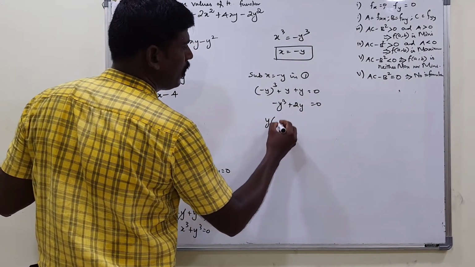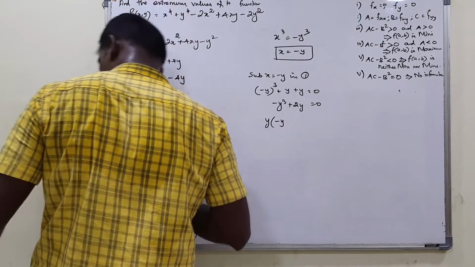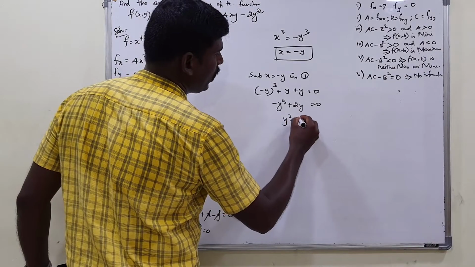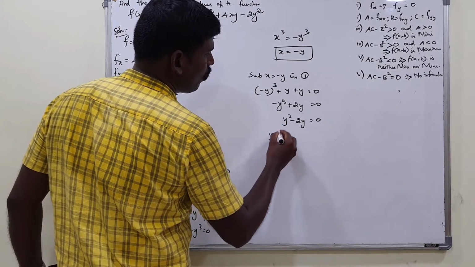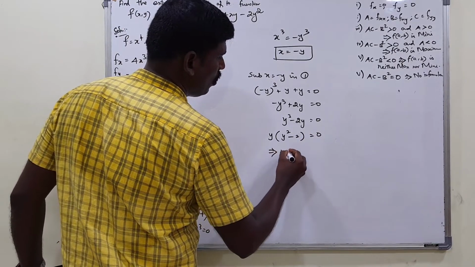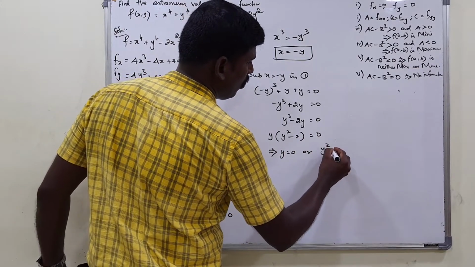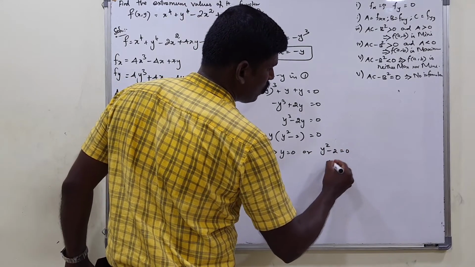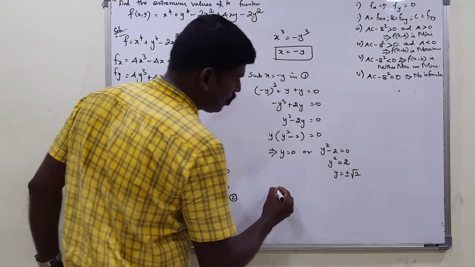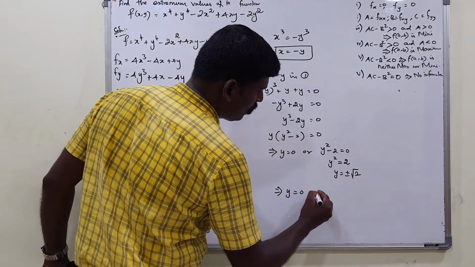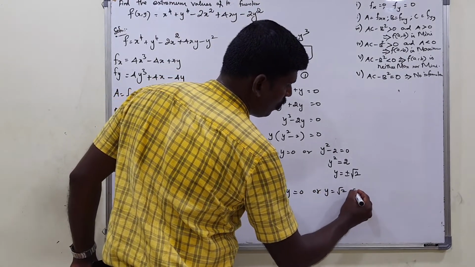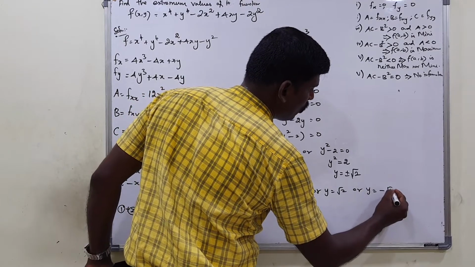So taking y as common, minus y or multiplied by minus 1, you can get y cube minus 2y equal to 0. Taking y as common, y square minus 2 equal to 0. This implies y equal to 0 or y square minus 2 equal to 0. So y square is equal to 2. So y is equal to plus or minus root 2. So what are the values of y? y equal to 0, or y equal to root 2, or y equal to minus root 2.